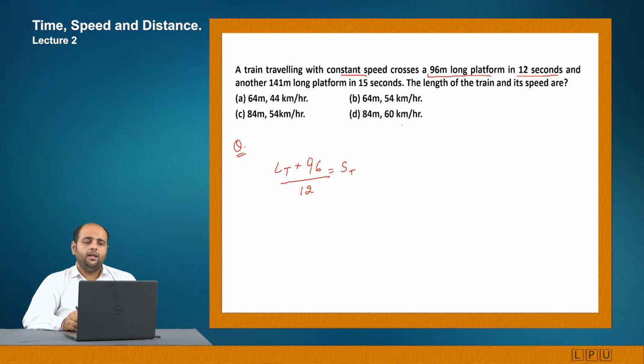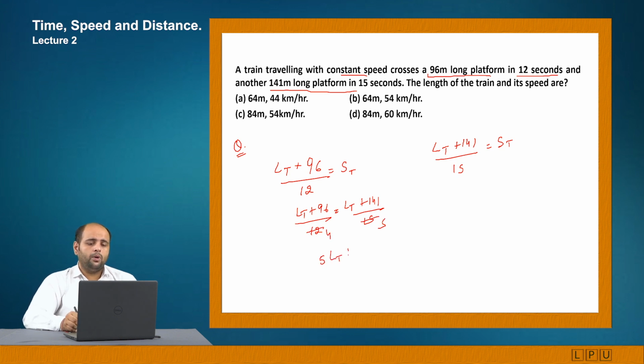Now the train is another crossing the 141 meter long platform in 15 seconds. Okay, so that means LT plus 141 divided by 15 should give you the speed of the train. Now equate both, so LT plus 96 divided by 12 should be equal to LT plus 141 divided by 15. So it will be 3, 4, 3, 5. So when it will be multiplied, 5 LT plus 96 into 5 should be equal to 4 LT plus 141 into 4.